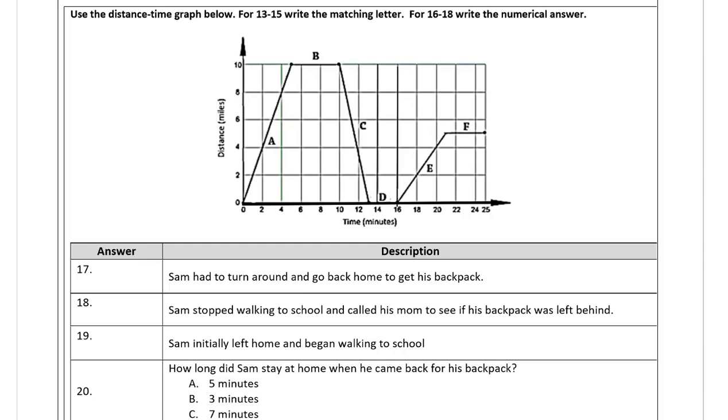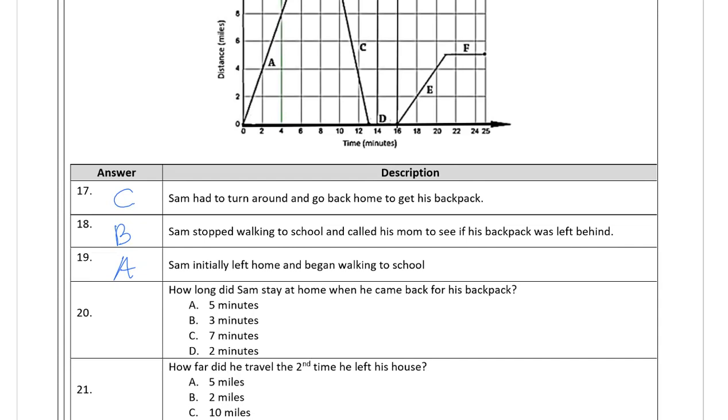So for this one, Sam had to turn around to go home. That would be right here. So C would represent them going home. Stopped walking to school and called his mom to see if his backpack was left behind. Well, that would be B here. So we walked towards school, we stopped to make that phone call. Sam initially left home and began walking to school. So initially means that's when we first started, so A would represent that portion. This would be the second time walking to school.